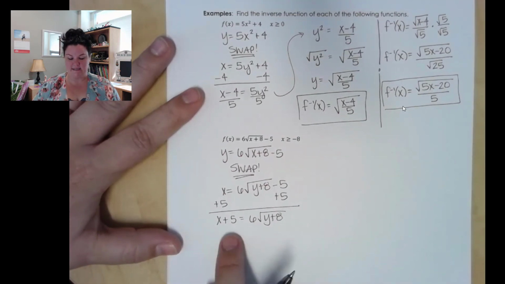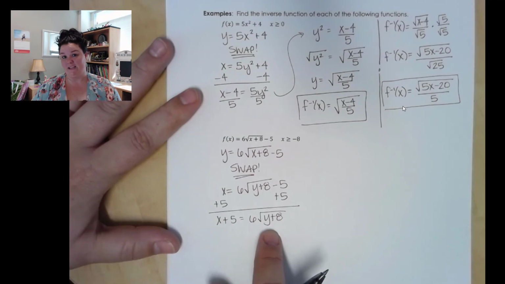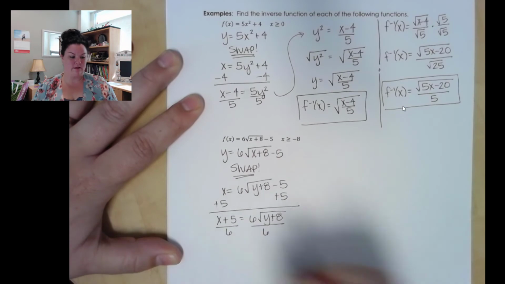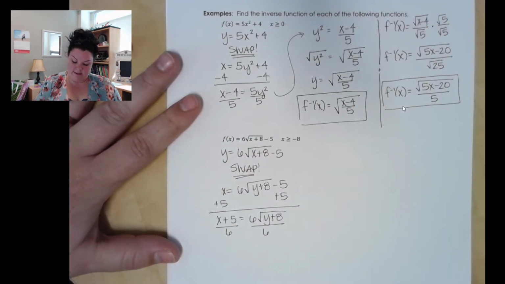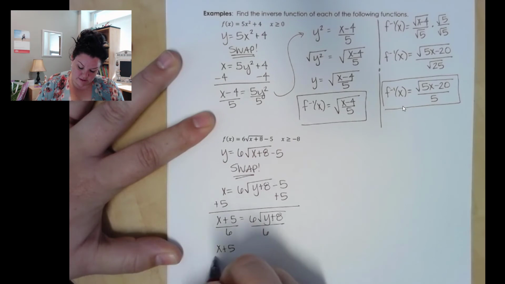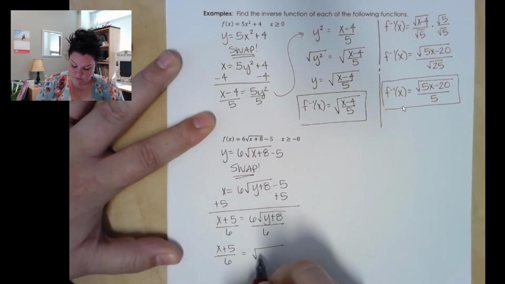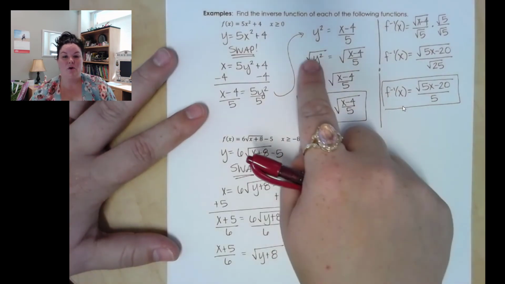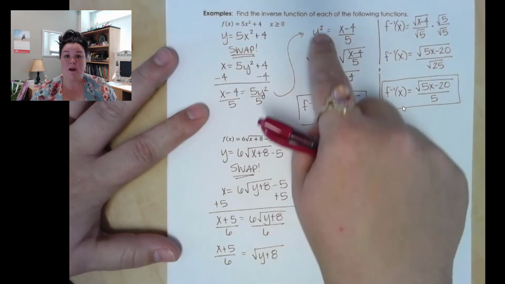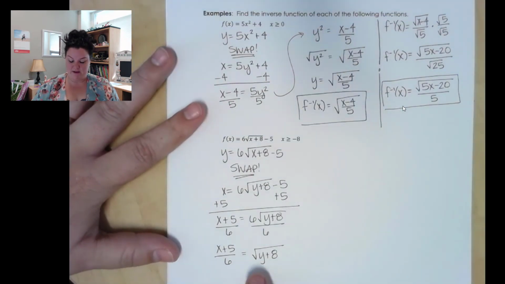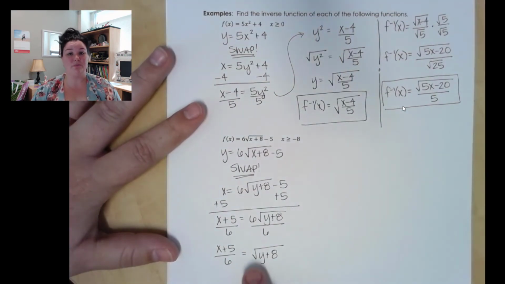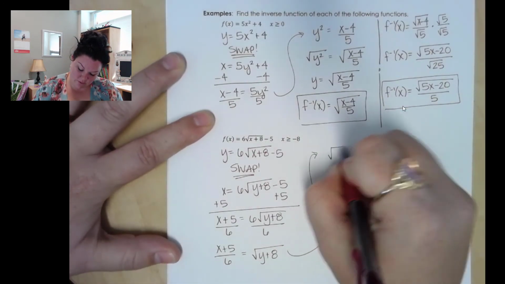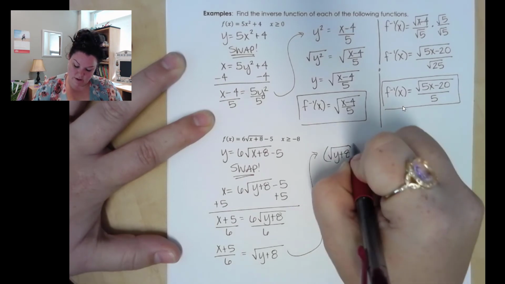Remember, I need to get this square root by itself because that's what y is stuck underneath right now. So I'm going to divide off my 6. That's going to give me x plus 5 over 6 is equal to the square root of y plus 8. Now, just like up here, we used a square root to undo a square, if we have a square root, we can undo it by squaring. So I'm going to take the square root of y plus 8 and square it.